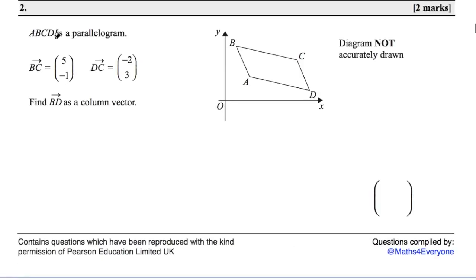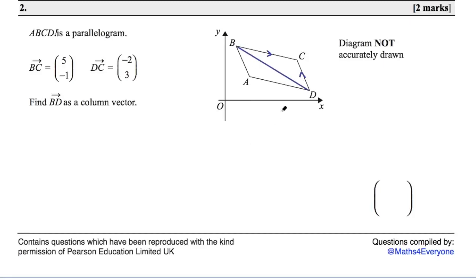Question 2 says ABCD is a parallelogram. The vector BC equals (5, -1), and the vector DC equals (-2, 3). And we need to find the vector BD as a column vector. So here we have BC and DC, which is going in this direction. BC is going in this direction. We need to find BD.